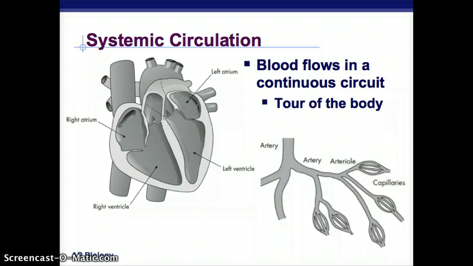Alright, so systemic circulation is half the process. Blood flows in a continuous circuit, so you can take a full tour of the body, following it all the way around. As you can see, we've got our right atrium where the blood comes in, our right ventricle, the blood gets pumped out. Our left atrium, blood comes in, and left ventricle, blood gets pumped out. Also, we have our arteries going into arterioles, into capillaries.